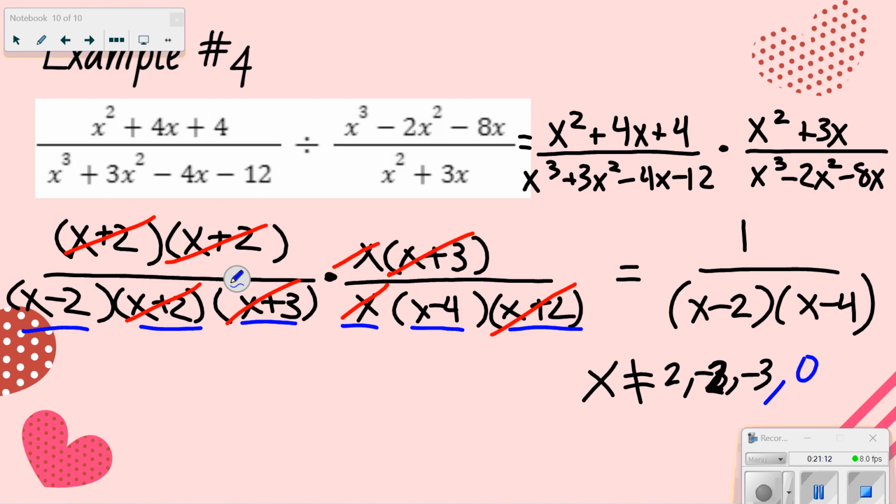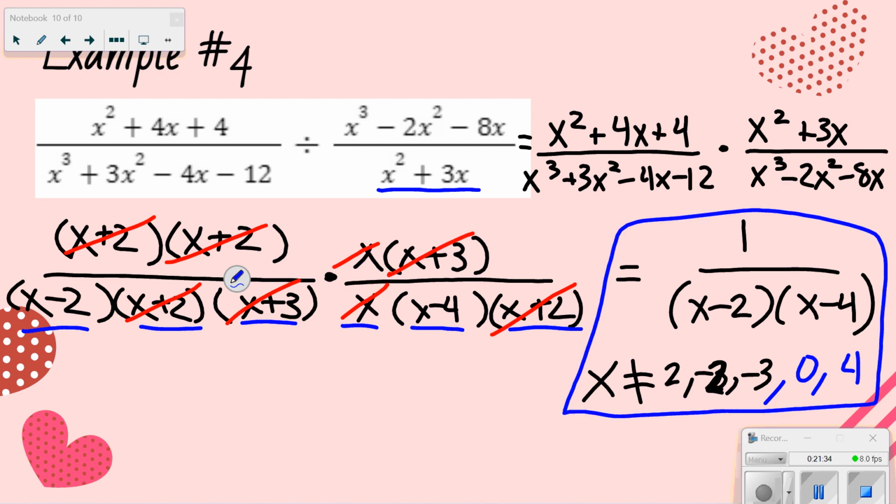No, I also need to check this numerator as well because it was once upon a time in the denominator, which means my x can't be 0. Do I already have 0? And -3, do I already have -3? Cool, I forgot to write 4, didn't I? Then that's it. We got everybody covered. So don't forget, everywhere I underlined in blue is where we have to state our restrictions for division.